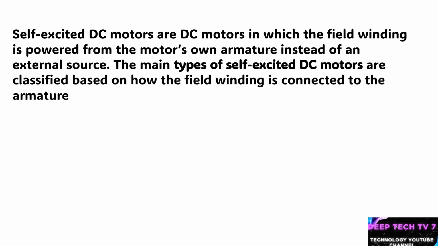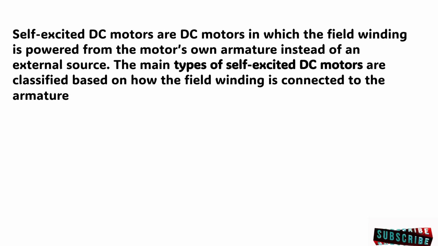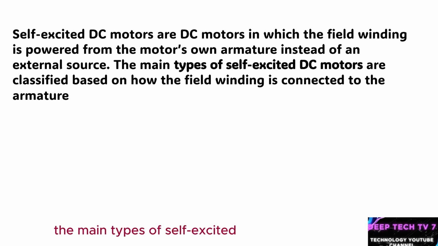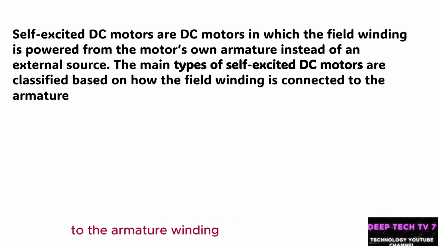Self-excited DC motor. Self-excited DC motors are types of DC motor in which the field winding is powered from the motor's own armature instead of an external source. The main types of self-excited DC motors are classified based on how the field winding is connected to the armature winding.